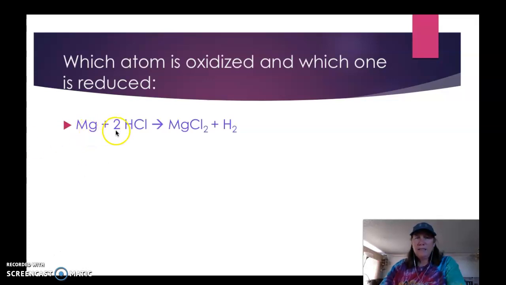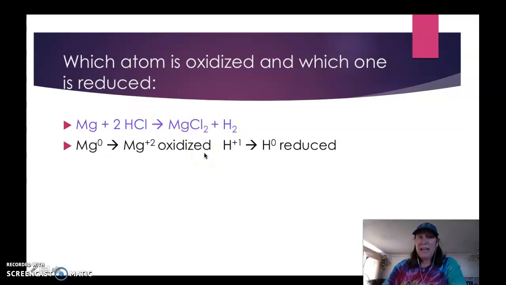Now, here's another one. I got magnesium and HCl, hydrochloric acid. I end up with these two guys, okay? So magnesium here is 0. Over here, it's +2. Hydrogen is combined here at +1, and over here it's 0. Again, when an element's by itself, it's 0. So this one was easy because I had ones by themselves on each side.